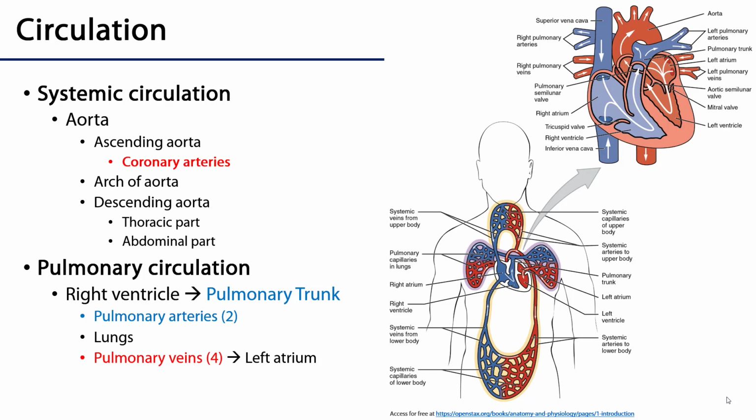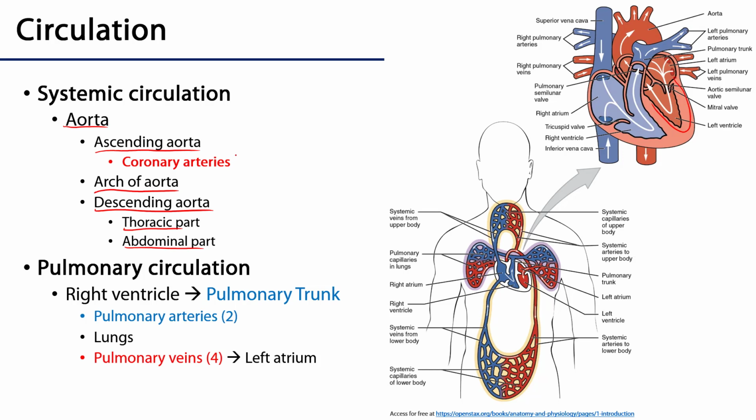It begins in the left ventricle of the heart. That blood is squeezed out through the aortic valve, through the aorta, which is the main conduit of blood to regions of the body. It has three distinct parts: an ascending aorta, arch of the aorta, and the descending aorta, which has thoracic and abdominal parts that are divided by the diaphragm.